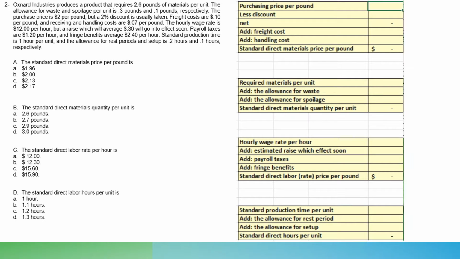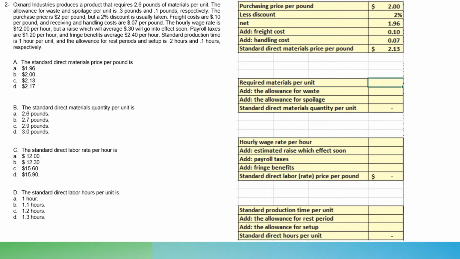Purchasing price per pound, if we look at our details, is $2 per pound, but there's a 2% discount. So if we go equals the $2 times 1 minus the discount being 2%, we have 98% of the original purchase price. So our net cost per pound is $1.96. If we add in freight costs of 10 cents per pound and handling costs of 7 cents per pound, we have a standard direct materials price per pound of $2.13.